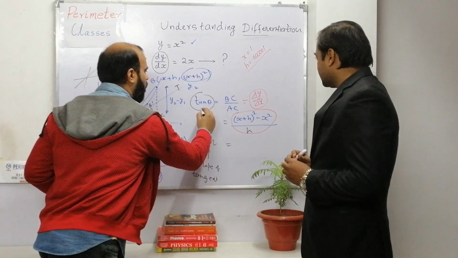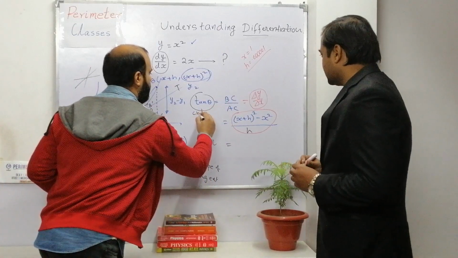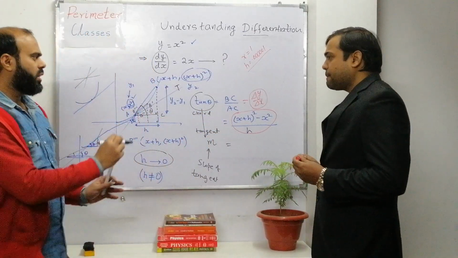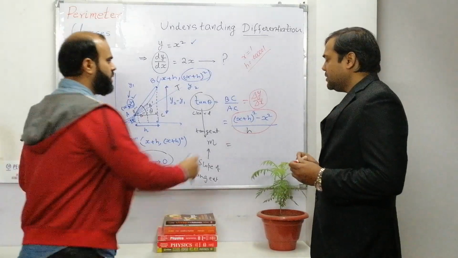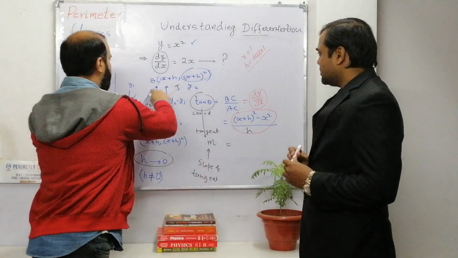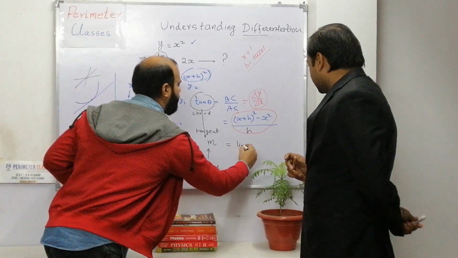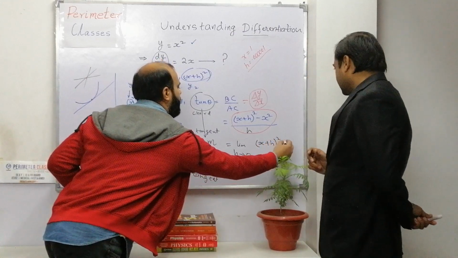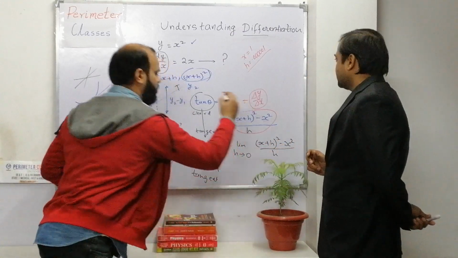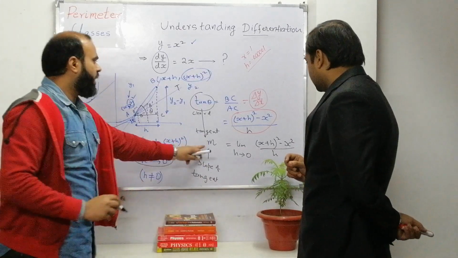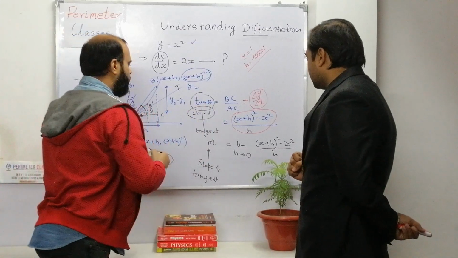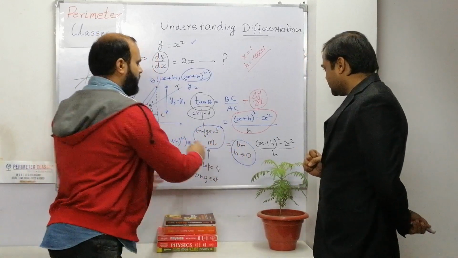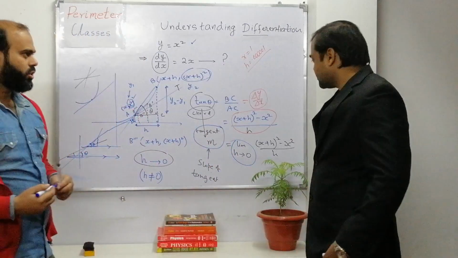Now, this is the process of a chord becoming a tangent. When this happens, there is an extra condition that h is tending towards 0, that these two points A and B are very close. So we can write limit h tending towards 0, (x plus h) whole square minus x square, upon h. This is now the slope of the tangent. Earlier it was the slope of a chord, which has now become the slope of a tangent by writing limit h tending towards 0.